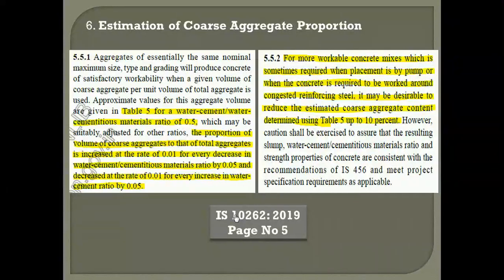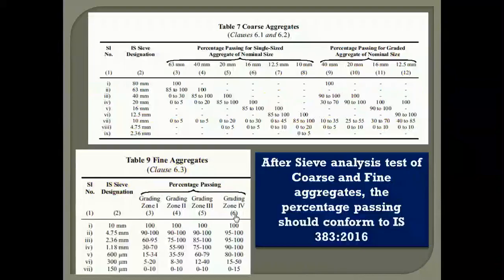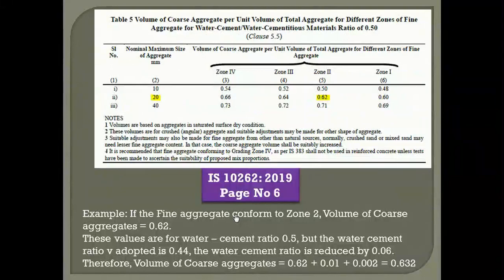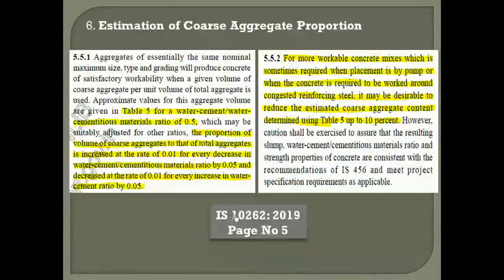For the calculation of coarse aggregate, first we have to find the volume of the coarse aggregate for 1 meter cube of concrete. To find that we have a table here. This is table 5 given in IS 10262 2019. These values are given for the water cement ratio of 0.5, which I have highlighted. Table 5 gives the volume of coarse aggregates for the water cement ratio of 0.5.